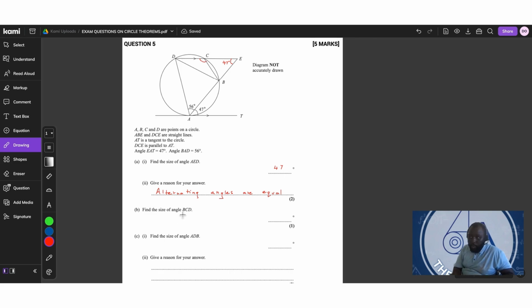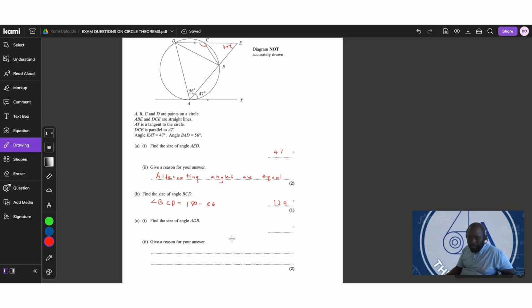Now, angle BCD, we can calculate it because ABCD is a cyclic quadrilateral. BCD is opposite BAD. So angle BCD is going to be equal to 180 minus 56. So 180 minus 56 is 124. That is the size of that angle. So angle BCD is 124 degrees. Now there was no reason asked for that, so we'll just leave it.